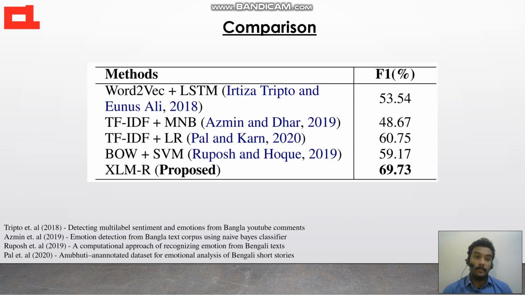We compared the performance of XLMR with the existing techniques to assess the effectiveness of our system. We implemented previous techniques on BMOC and reported outcomes in F1 score. The result shows that XLMR outperformed the past techniques, achieving the highest F1 score of 69.73%.